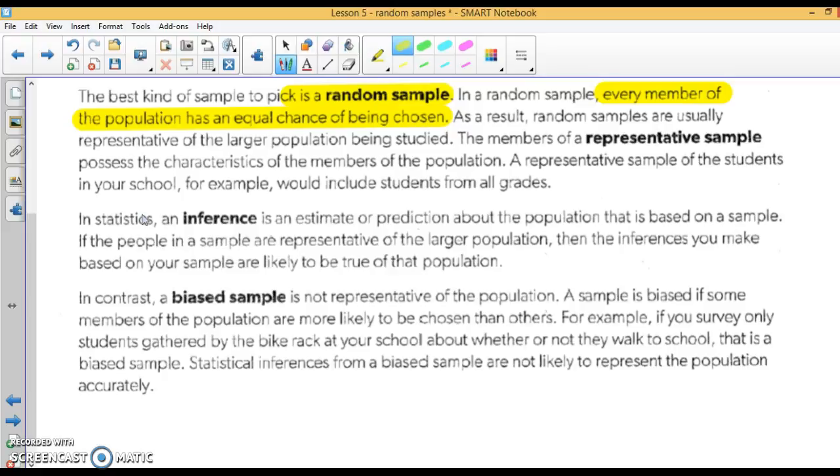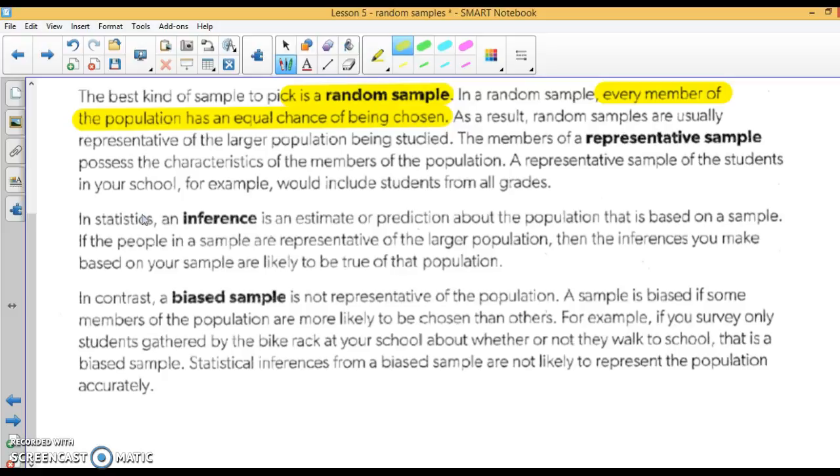Now, let me give you another example. What if we want to do a lunch survey of the students at Junior High West? We're going to ask them what their favorite lunches are. And I decide to survey every 5th student walking into the school in the morning. Well, everybody in the school has to come in to the building. And don't they all have an equal chance of being picked? So that would be a random sample.